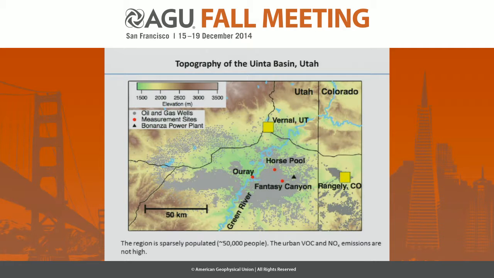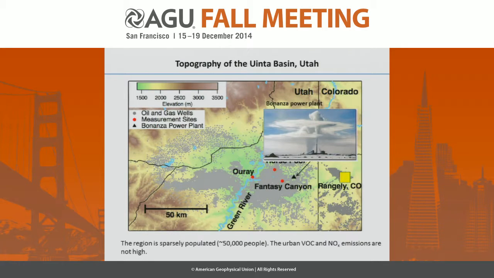And during these field campaigns, 3 surface measurement sites were deployed, mostly Horse Pool. I showed you the picture of the site. And the highest nitrogen oxide emission source in the region is this power plant. And you can see its photo taken during 2013.